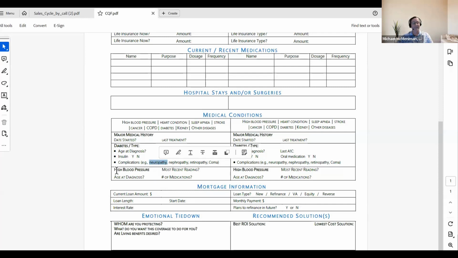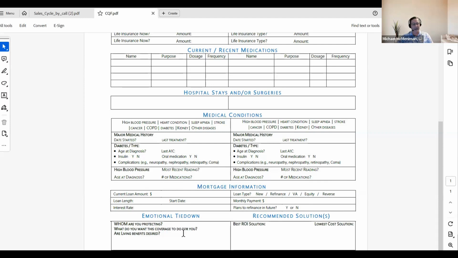Okay. If they have high blood pressure, another thing we learned the other day in talking with an agent is how many medications are they taking for high blood pressure? If they're taking one, they're usually okay. If they're taking two, they're okay for most carriers, but not for some. And if they're taking three, they're likely not going to get any term products with any carrier, which also means they won't get any IUL products either. And then obviously, if we're calling for mortgage information, you're going to want to collect all of that.